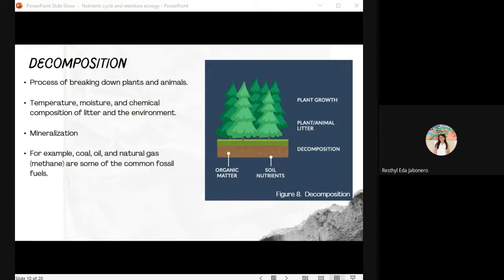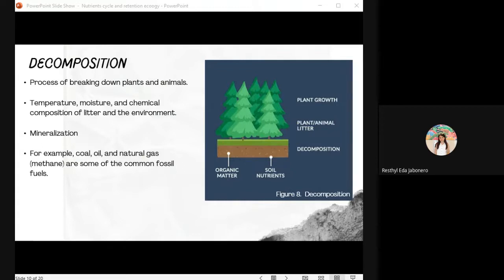Mineralization takes place principally during decomposition, which is the breakdown of organic matter accompanied by the release of carbon dioxide. Decomposition of matter involves chemical and physical processes such as leaching and fragmentation of litter or waste, and biological processes dominated by fungi and bacteria.